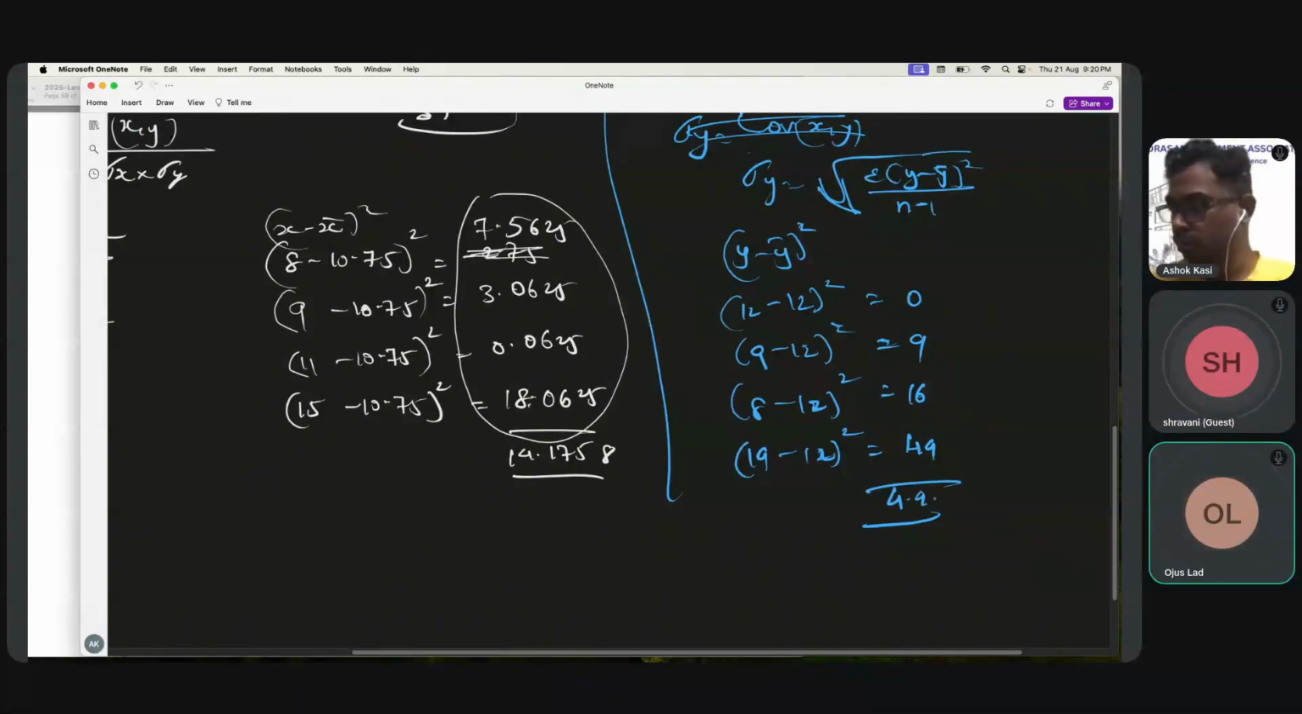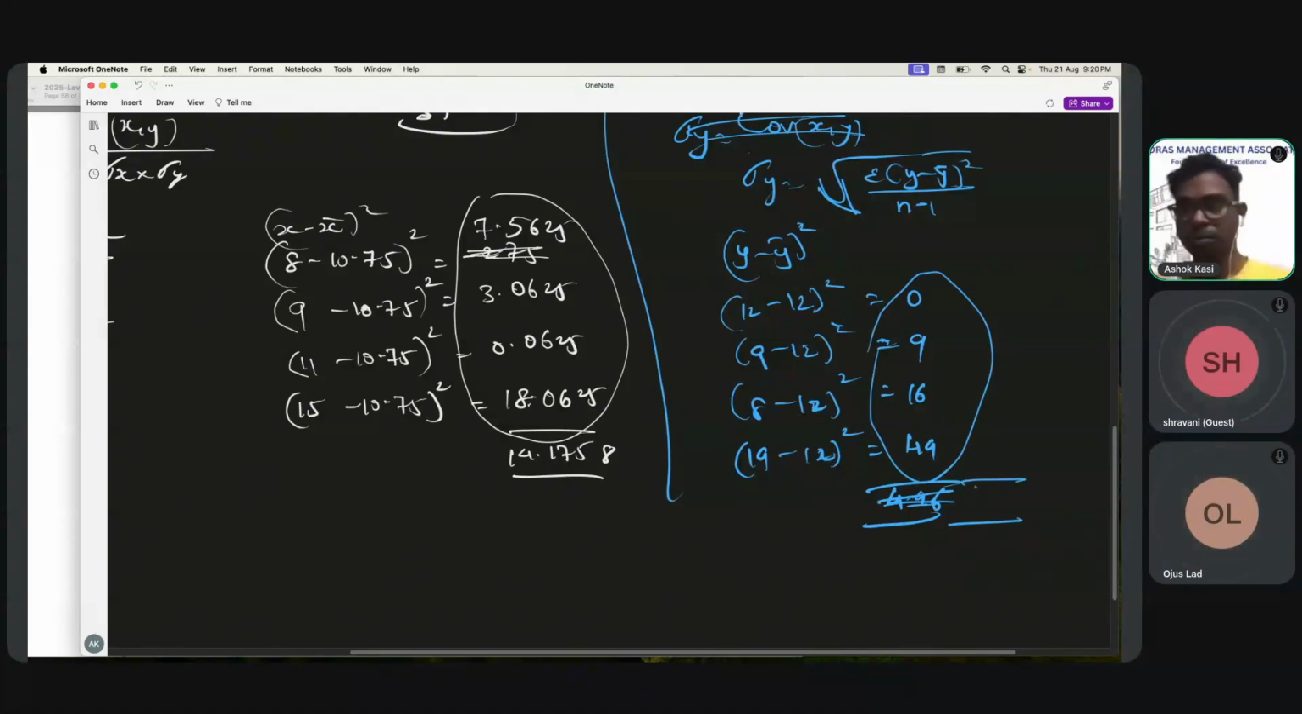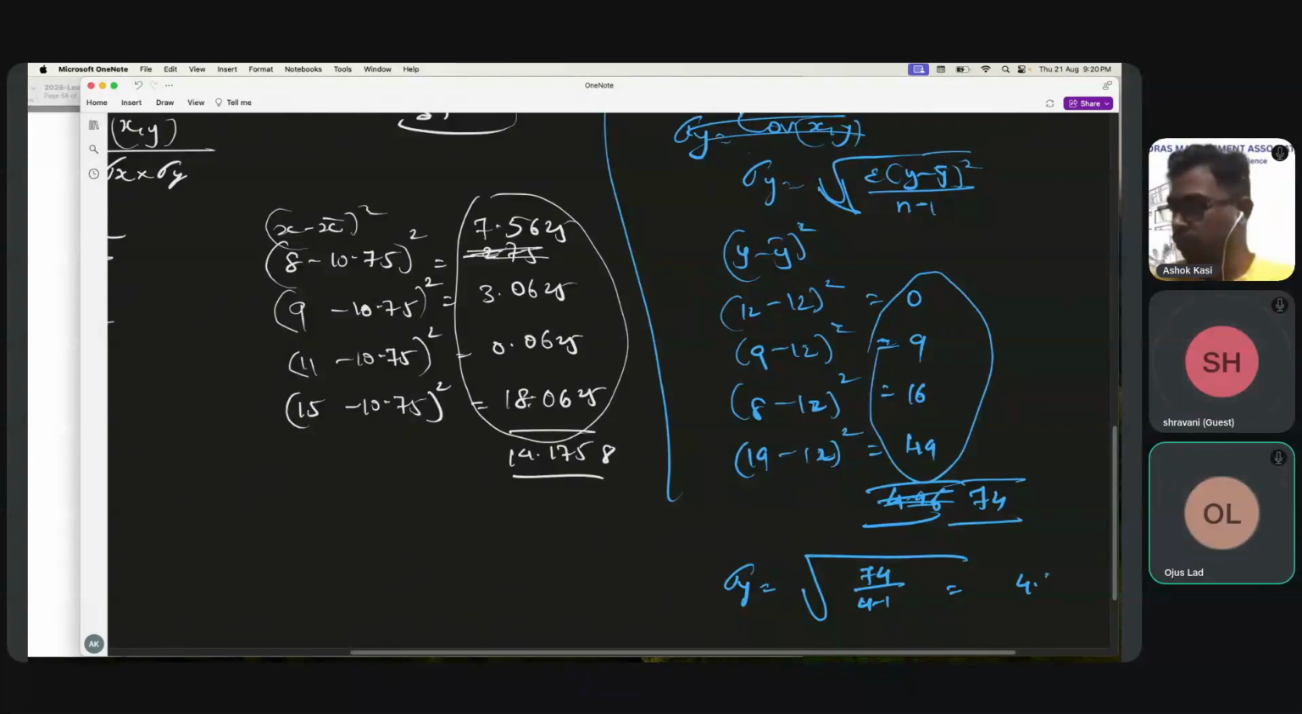That is the standard deviation of y. Okay, total how much does it come to? 74 divided by 3. 4.96 it will come.